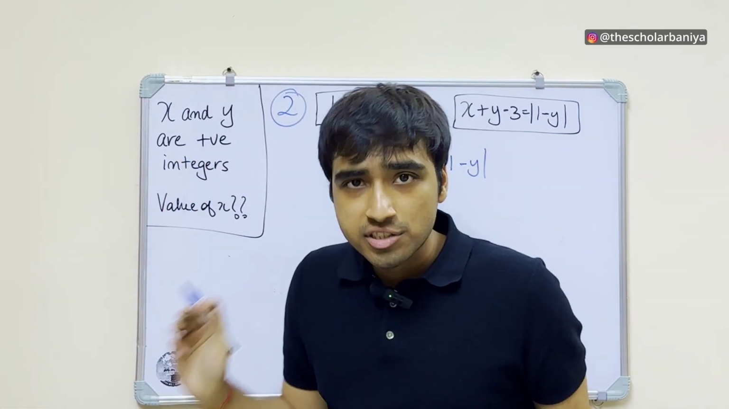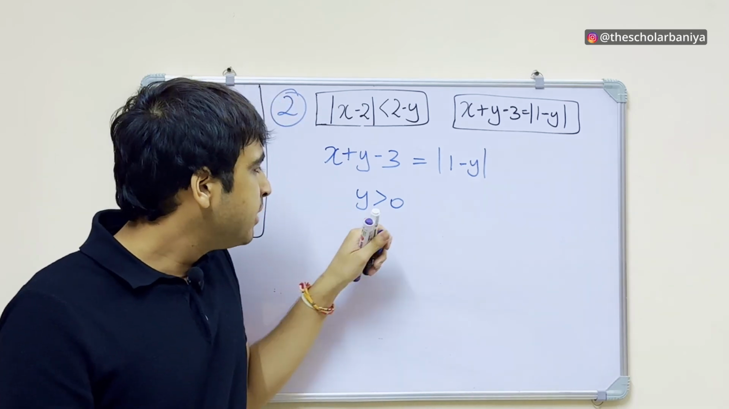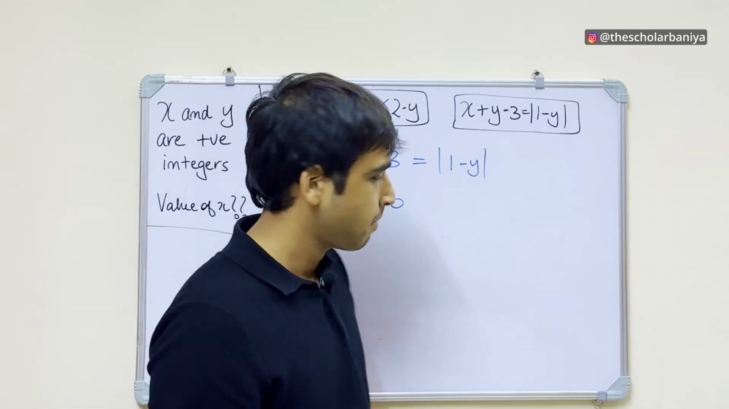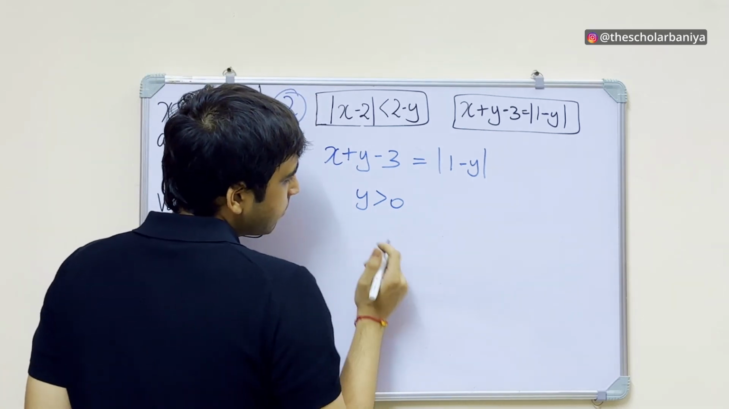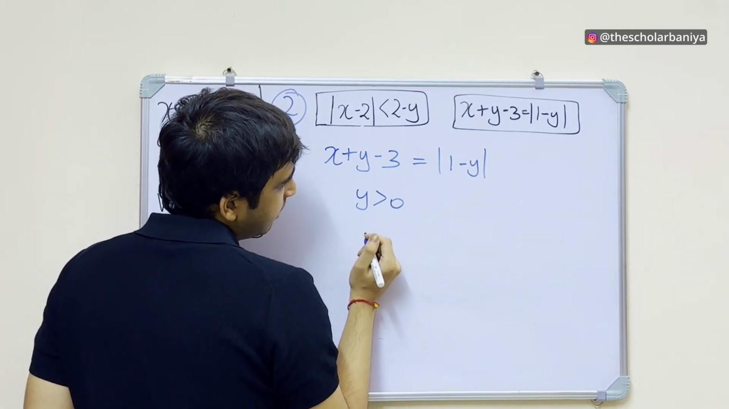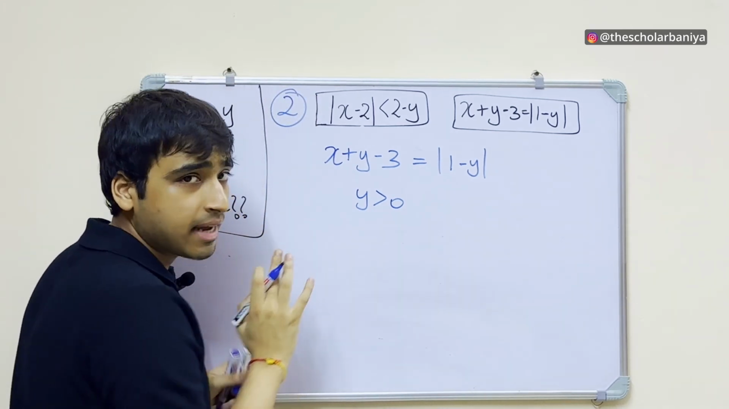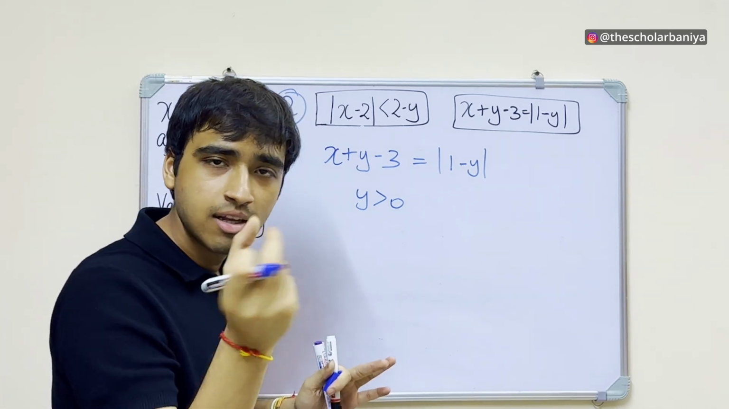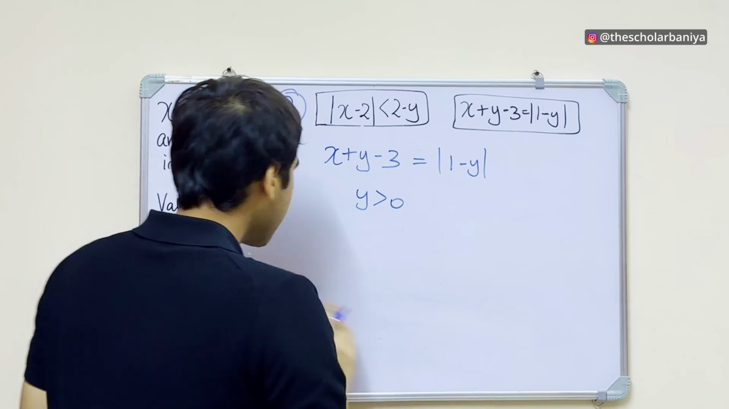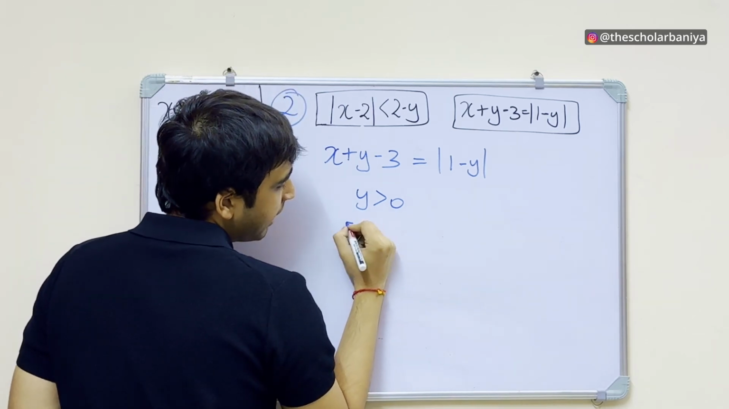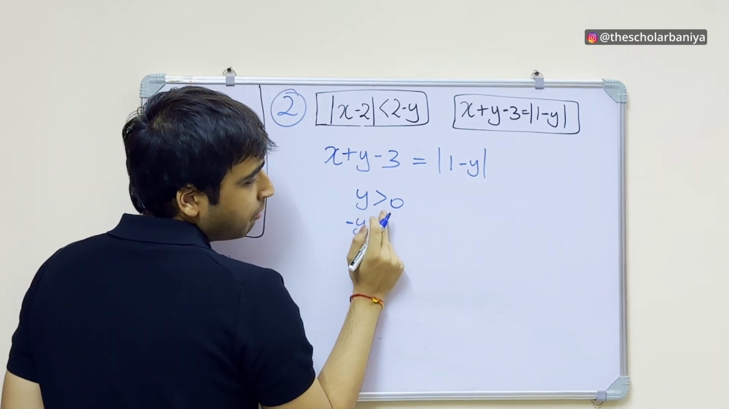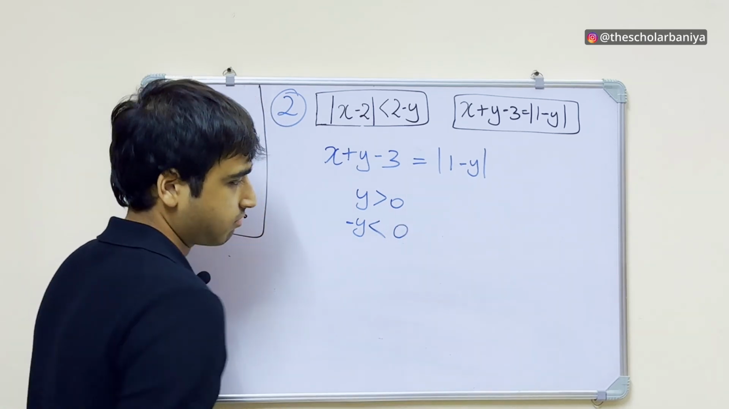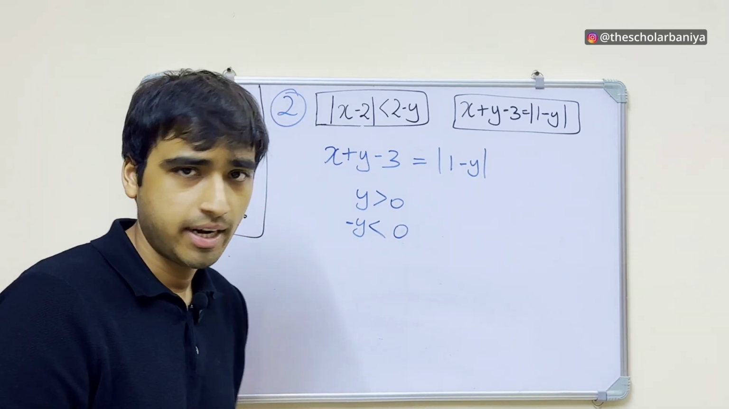X and y are positive integers, right? So positive means that y is greater than 0. This is one thing for sure. Now, if we multiply this by minus 1, in an inequality the sign gets reversed, right? So this will become minus y. On multiplying by a negative, the sign will get reversed and this will remain 0. I hope this should be fine, right?